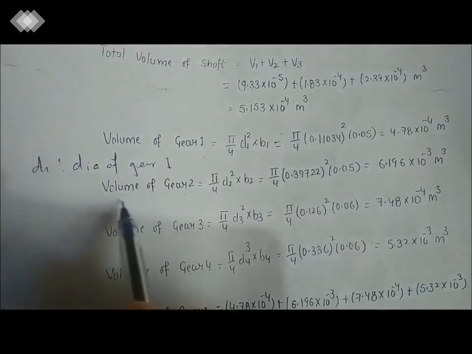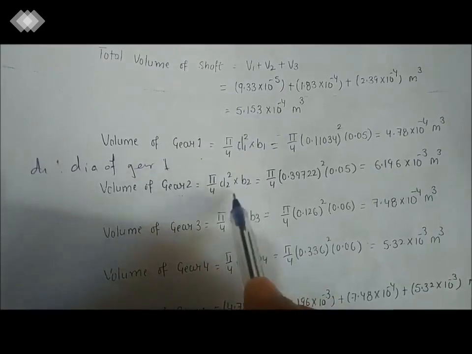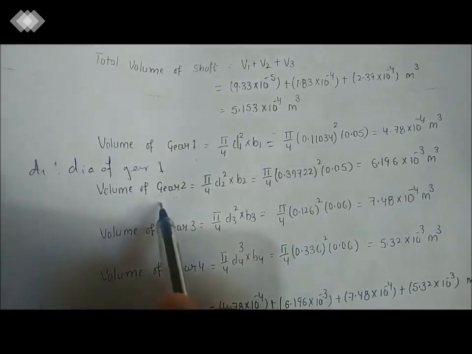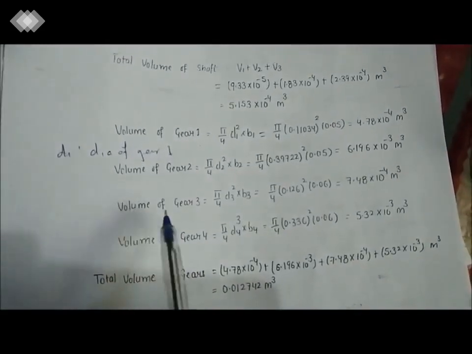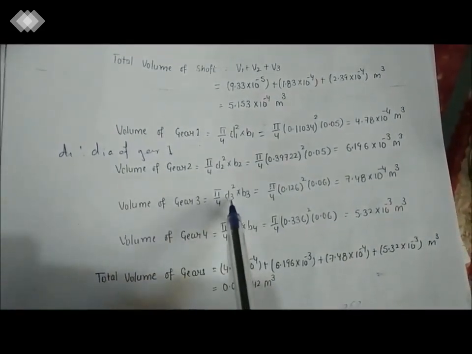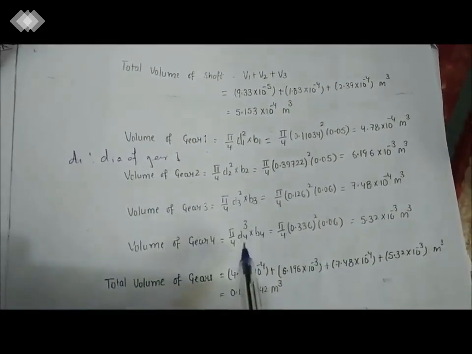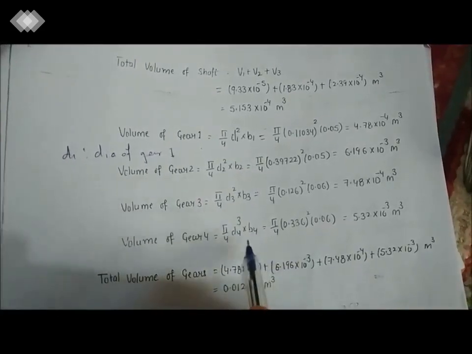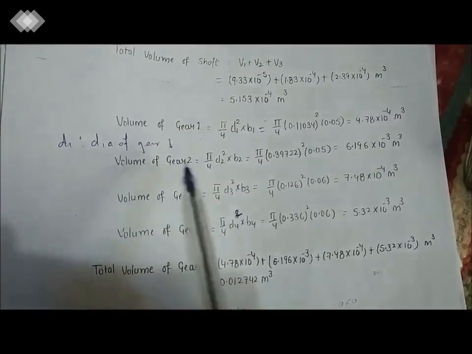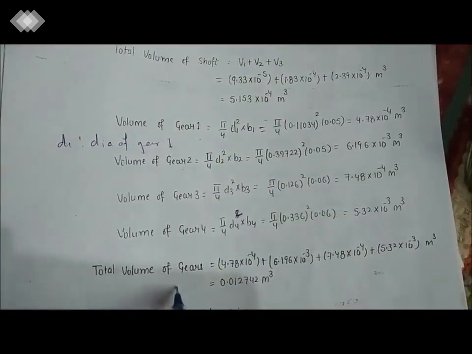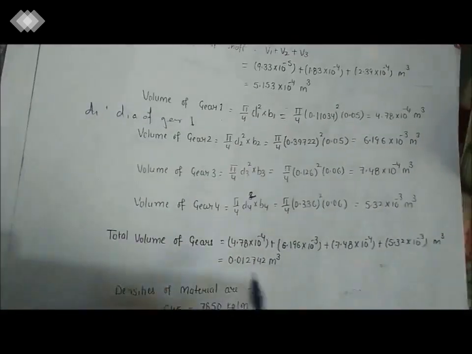Similarly, do the calculation of volume of gear 2: pi by 4 d2 square into b2. d2 is the diameter of gear 2 and b2 is the width of gear 2. Similarly, volume of gear 3 is pi by 4 d3 square into b3. Volume of gear 4 is pi by 4 d4 square into b4. So we get the volume of gear 1, gear 2, gear 3 and gear 4. Total volume of all gears is the addition of all 4 volumes.